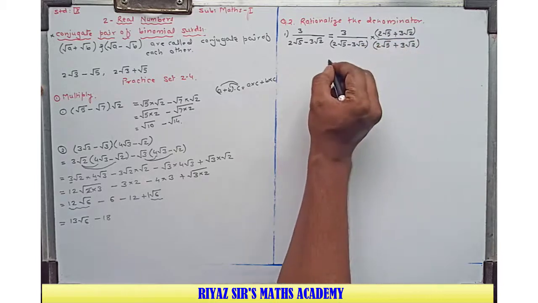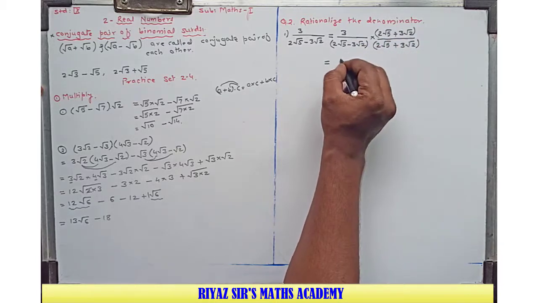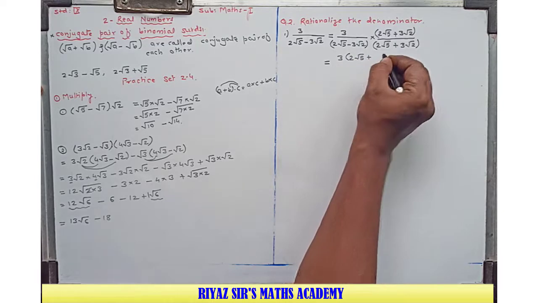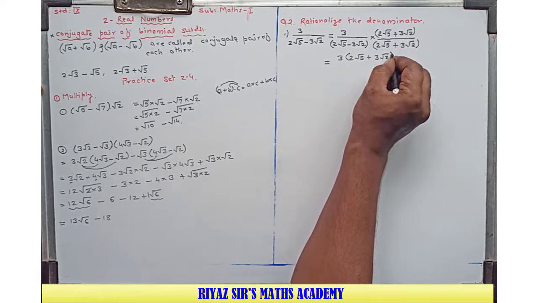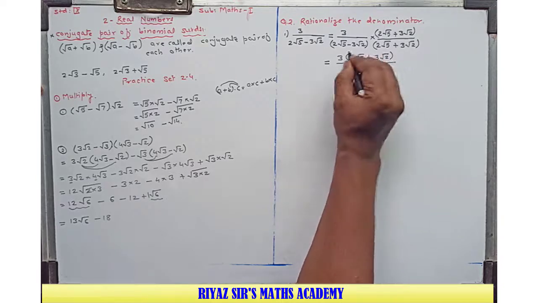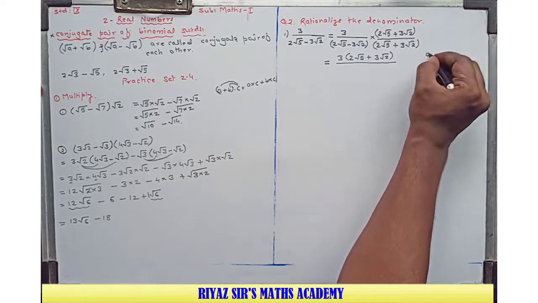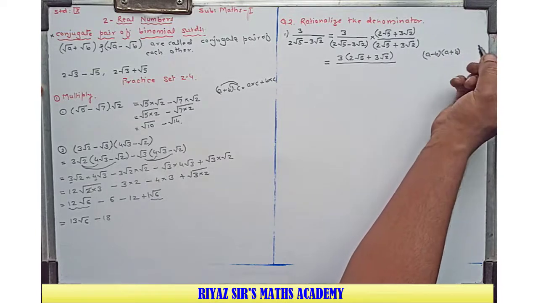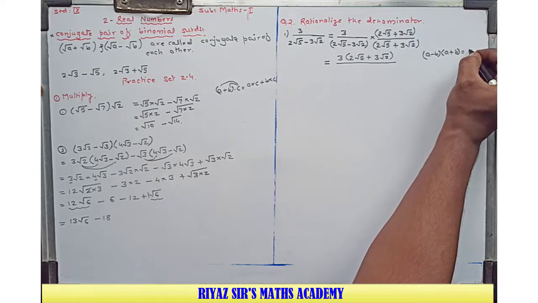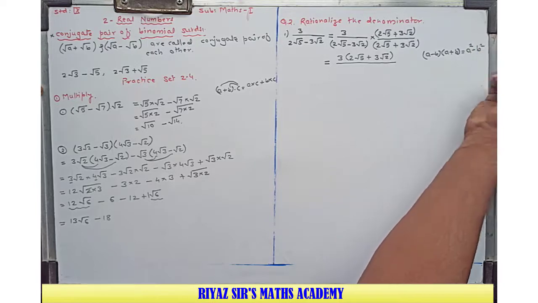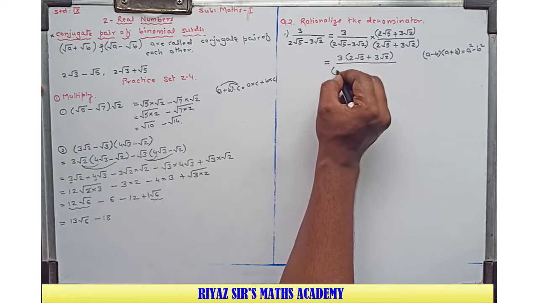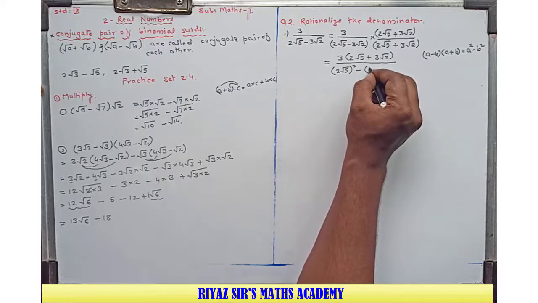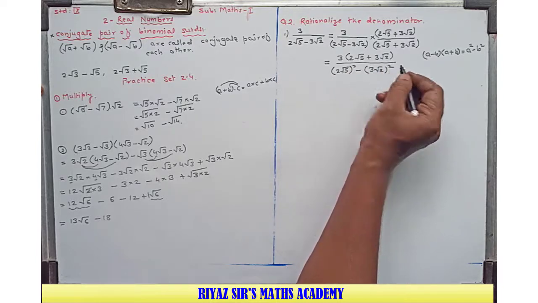Now multiply numerator by numerator and denominator by denominator. So you will get 3 into bracket 2 root 5 plus 3 into root 2 divided by, now this denominator is of the form a minus b, second bracket a plus b, and many times we use this formula. So the formula is a square minus b square. So by this formula we can write it as 2 root 5 bracket square minus 3 root 2 bracket square.